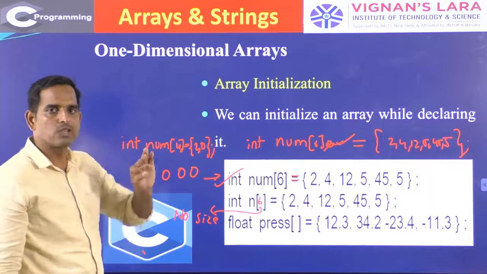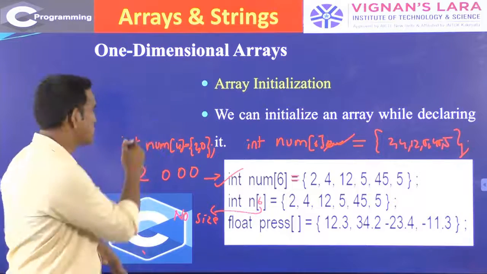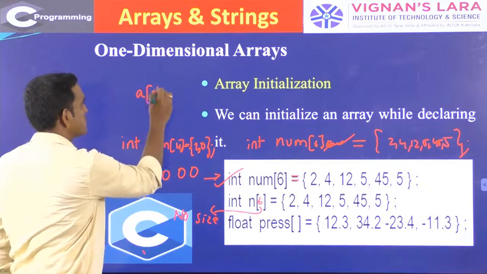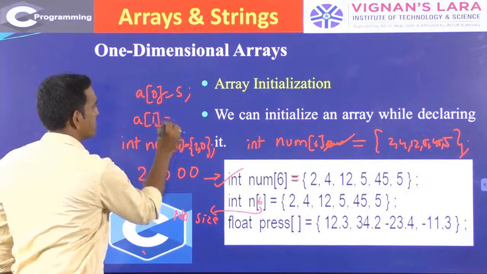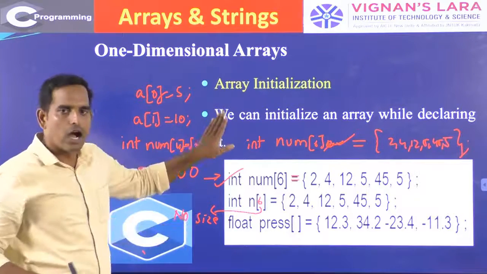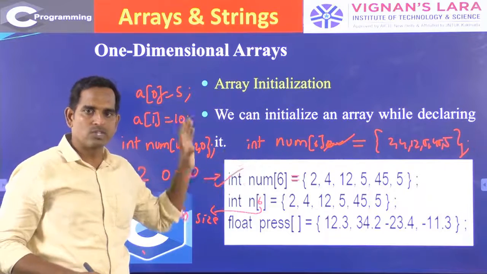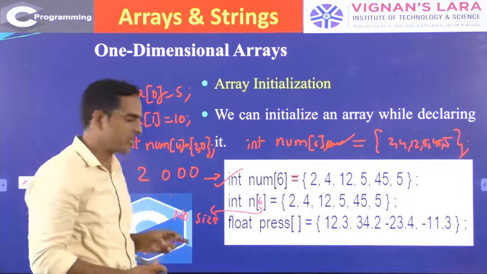The second way is you can give values individually by using individual statements. Or you can give values by using your for loop. So these are the three methods with which you can enter data into your array.